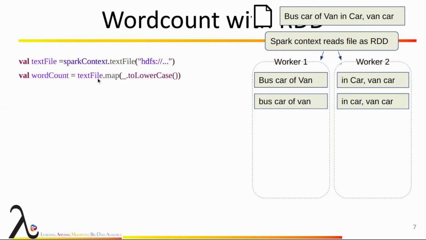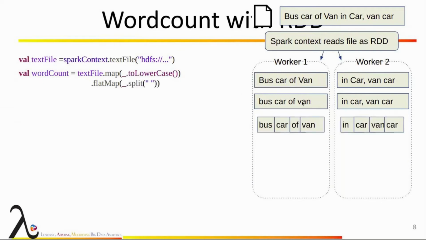In this line, we are applying a map function to all the elements of the RDD, and we are converting these values into lowercase. So this is how it can be visualized. And then we are applying the flat map function, which is splitting these elements of the RDD based on the spaces. Therefore, now we have more elements in the RDD than before. So map applies a function to all the elements of the RDD and does not change the number of elements, whereas flat map can change the number of elements in an RDD.